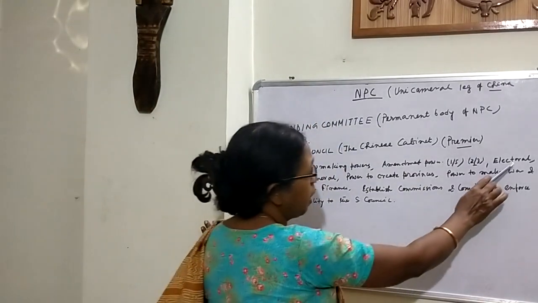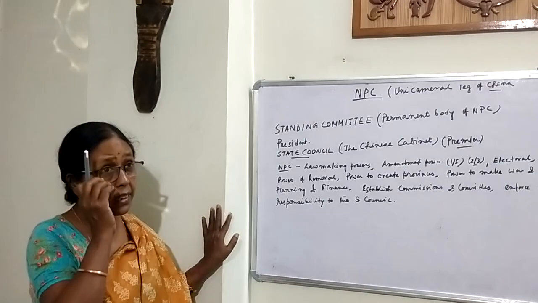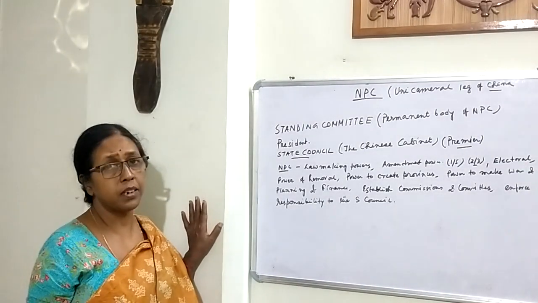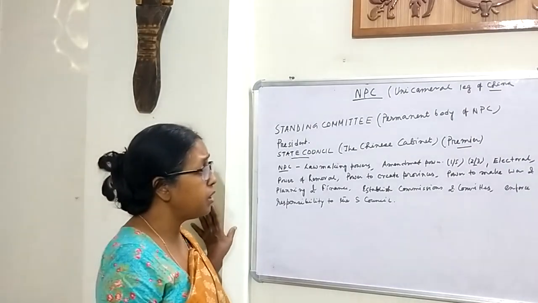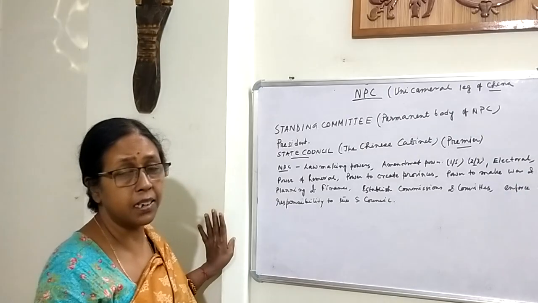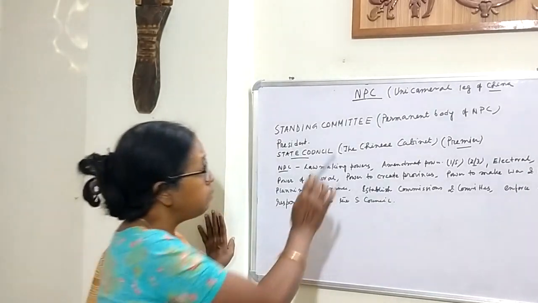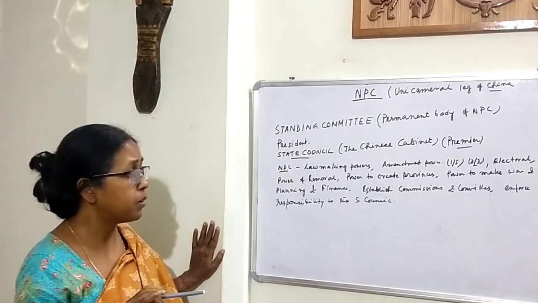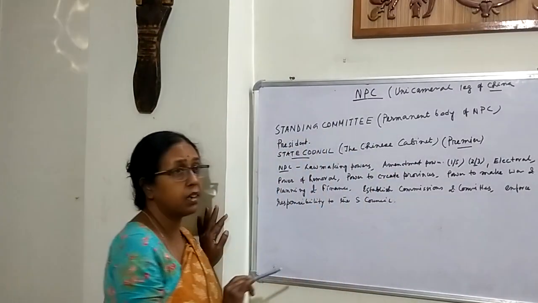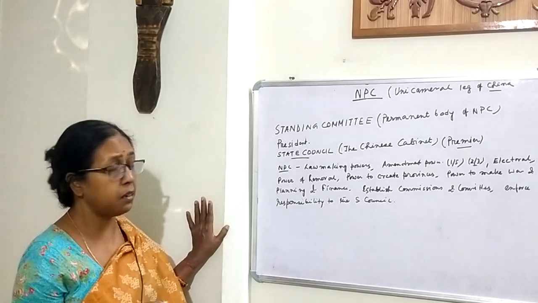Then the electoral power. The NPC is the highest organ of China, so the NPC appoints everyone. The NPC generally elects the Chinese president. The Chinese president is elected by the NPC after discussion among themselves. Then the Chinese premier, meaning prime minister, is also elected by the NPC.